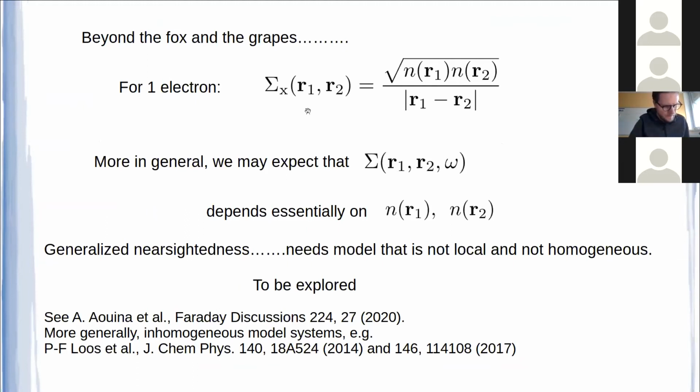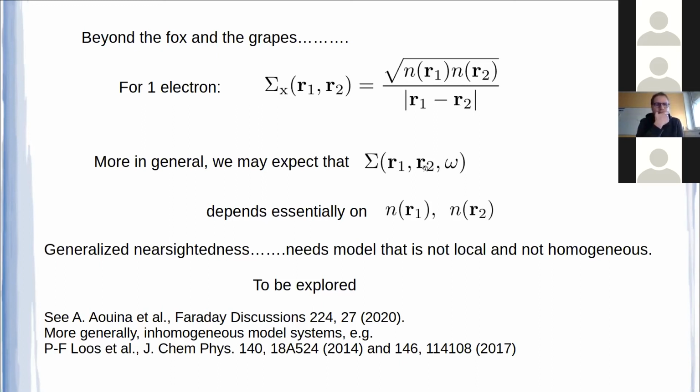And then you can profit from the fact that for one electron, your exchange self-energy is just the density matrix divided by the distance, this Coulomb interaction. And so it just depends on the density at point R1 and the density at point R2. So it's nearsighted in a sense, in a more general sense. It just depends on the 2 points. And this has also been discussed by other people. And there's also work on, I think, by Lucia on this.